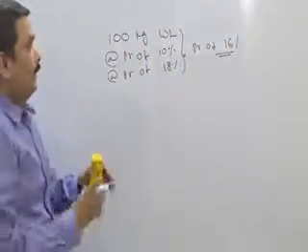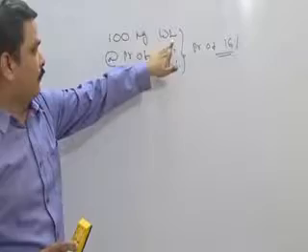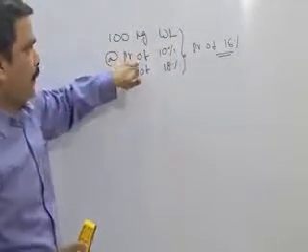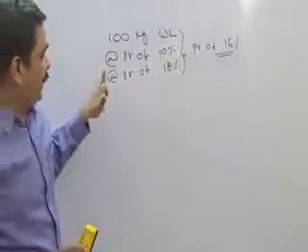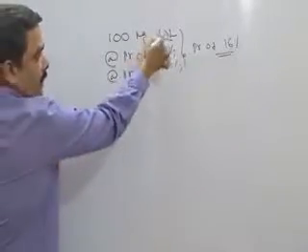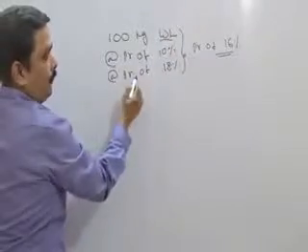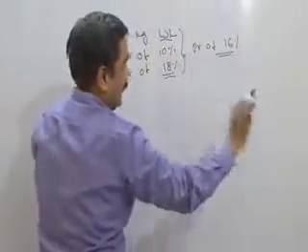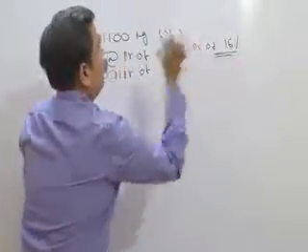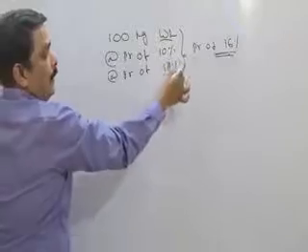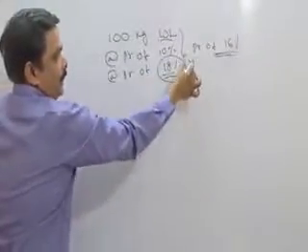A trader has a total of 100 kgs of wheat. Part of that he sold at a profit of 10%, and the rest of the wheat he sold at a profit of 18%. On the whole he gained 16% profit. If this is the case, how much he sold at 18% profit is the question.